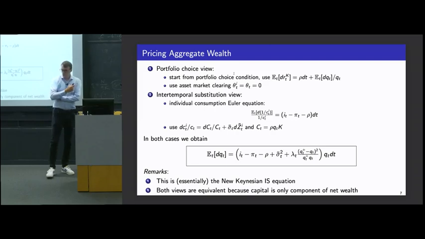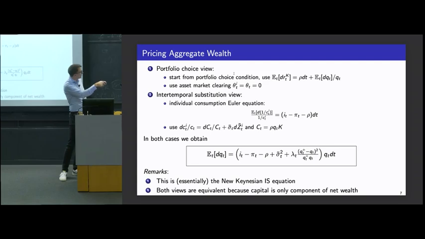So how do we get to pricing aggregate wealth? There are, I would say, two views or two ways of deriving an equation for that, which emphasize different aspects of the problem. One is the macro financing approach that focuses on portfolio choice, and that's also the approach in the Caballero-Simsek paper. And then there is the intertemporal substitution approach. That's what you learn if you read Galí's textbook. It will talk a lot about consumption savings behavior. And these are, in a certain sense, equivalent in this model. Let me explain that. So first, the portfolio choice view.